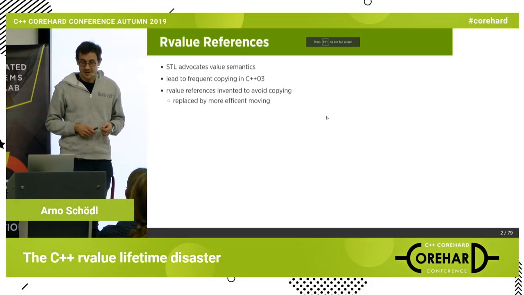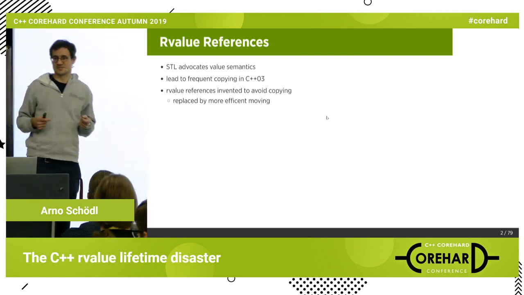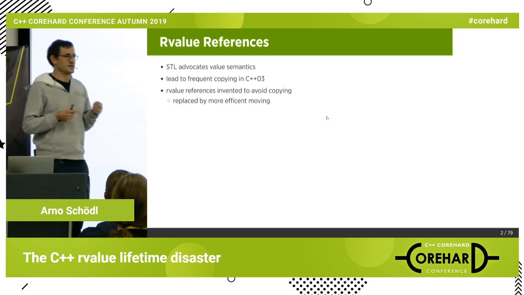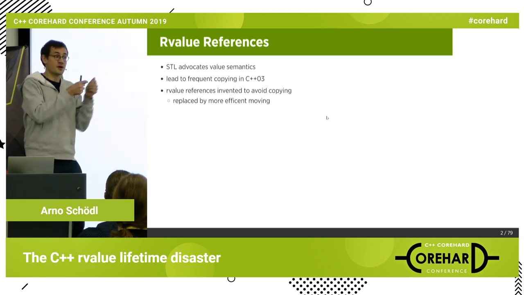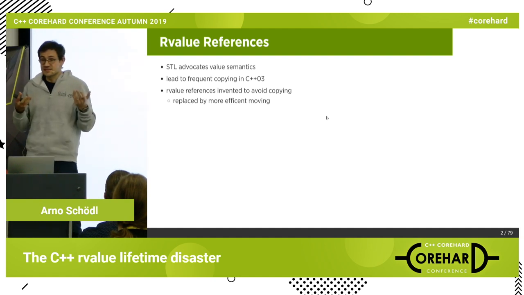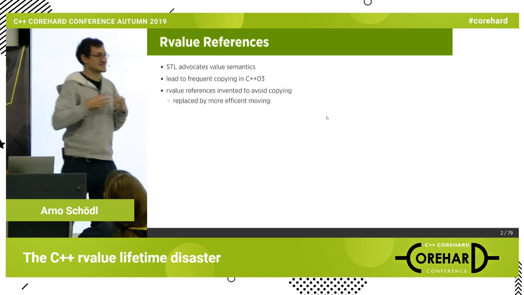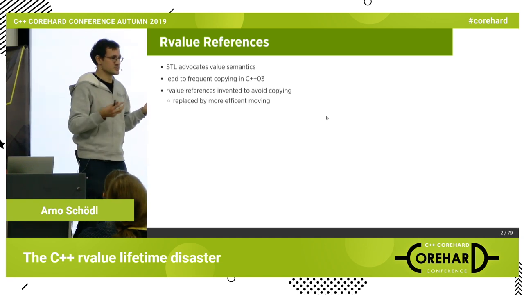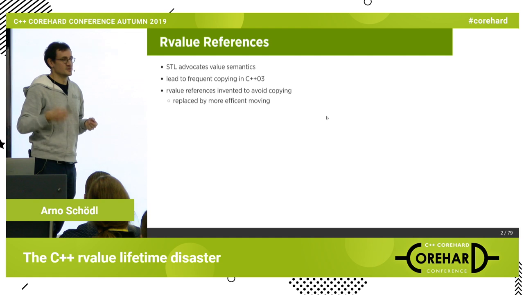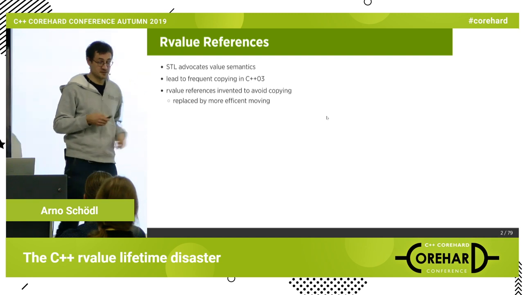So R-values really came about because the standard library focuses a lot on value semantics. So everything that you do in the standard library has value semantics. That means when you are modifying something, then you are only modifying the object that you have in your hand, and you're not modifying anything else. And that means that whenever you are sharing an object, when you're putting an object somewhere else, you have to copy it. Because otherwise, if you just reference it, like we do in Java, for example, then when you modify the object, other people who are looking at the object would also see the change. And C++ didn't want that.